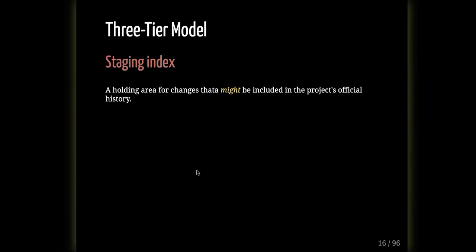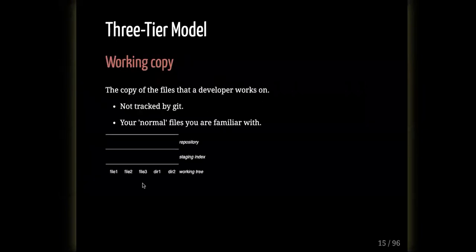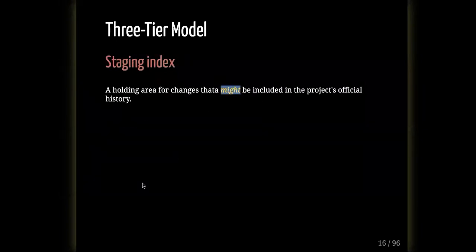The staging index is where you put files that might be included in the official history of the project. Remember that Git, as a version control system, is going to take a snapshot of our project at a given point in time. It doesn't do that until you tell it to do that. It doesn't just track the files that you're working on. The files that you're working on are not by default in a snapshot. If you might want to make a snapshot, you might want to say, here's a new version. Let's keep track of this one.